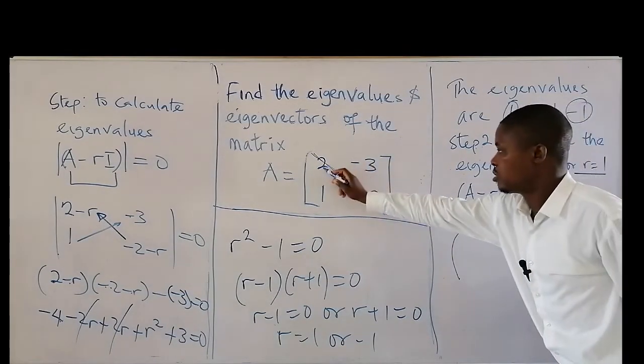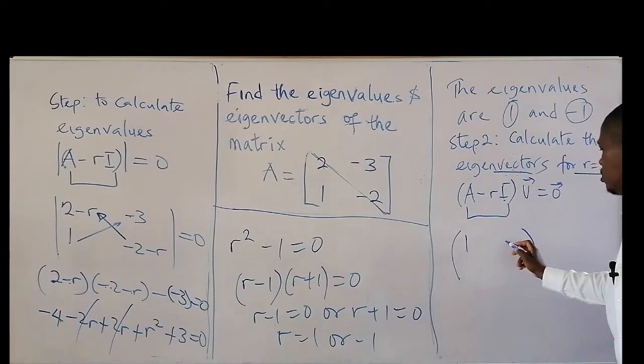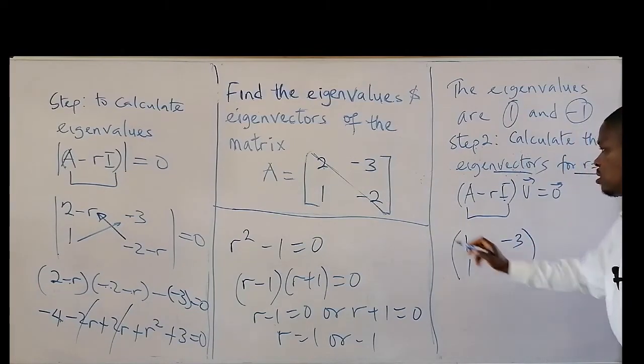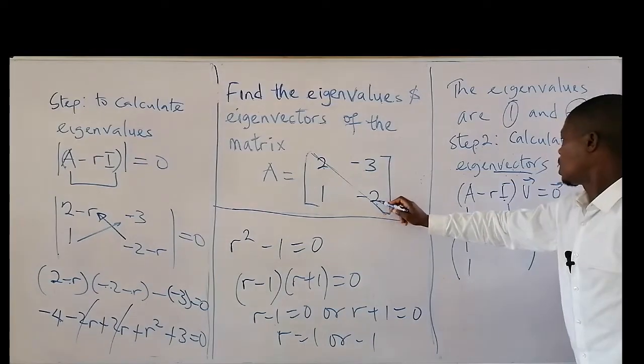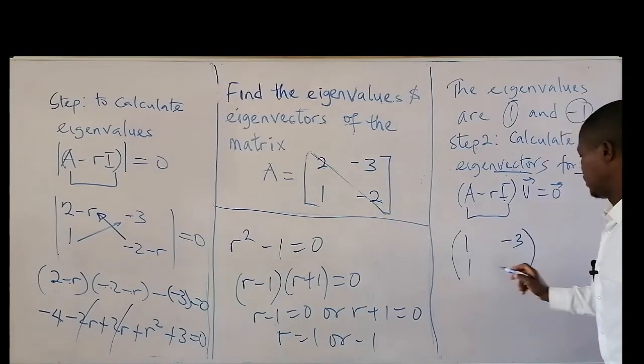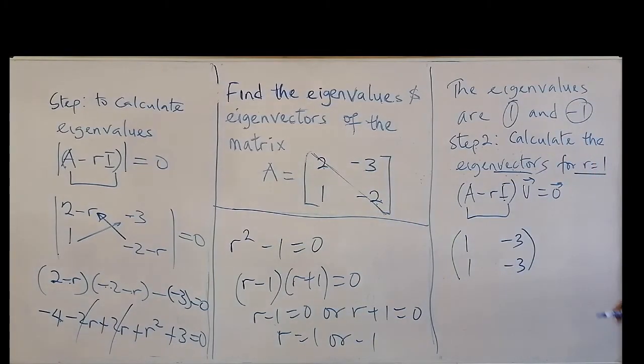And that will be 2 minus 1, that's 1. Minus 3. 1. This one also, minus 2 minus 1, that's minus 3. Okay. Then the component of this one is the eigenvector we are looking for. The component of this will be u1 and u2 equal to 0, 0.